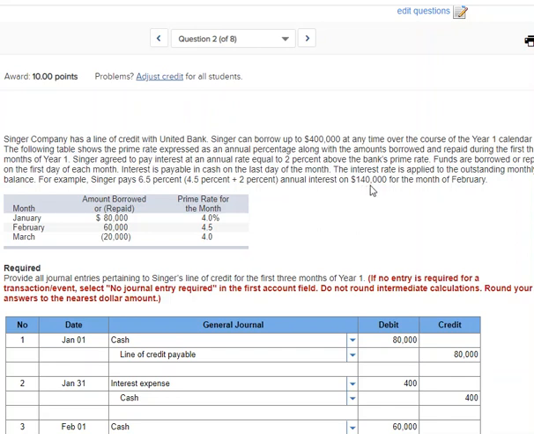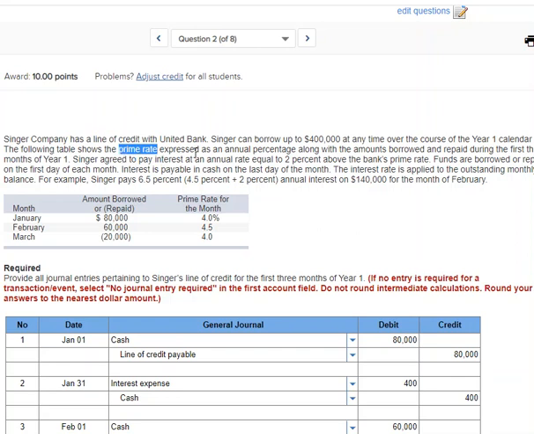Singer can borrow up to $400,000 at any time over the course of year one. The following table shows the prime rate. The prime rate is not the interest rate that Singer is going to pay. That's the bank's interest rate. That's like their internal interest rate.